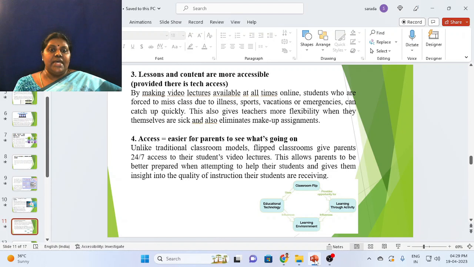Next advantage is access, easier for parents to see what's going on. Unlike the traditional classroom model, flipped classroom gives parents 24 by 7 access to their students' video lectures. This allows parents to be better prepared when attempting to help their students and gives them insight into the quality of instruction their students are receiving.